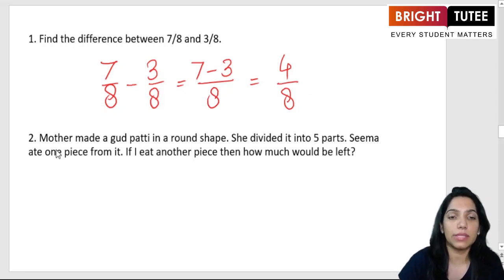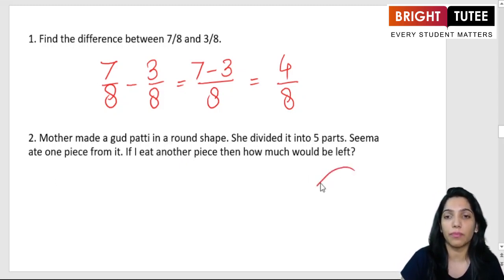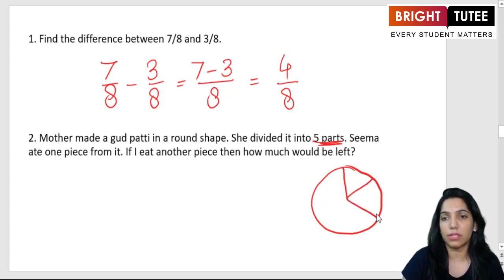Moving on to the next question, it says mother made a gur patti in a round shape. She divided it into 5 parts. Seema ate one piece from it. If she eats another piece, then how much would be left? So what is the total number of parts? It's a round shape and she divided it into 5 parts. How many parts? 5 parts. So I'll just try to divide it into 5 equal parts. This is 1, 2, 3, 4 and 5.